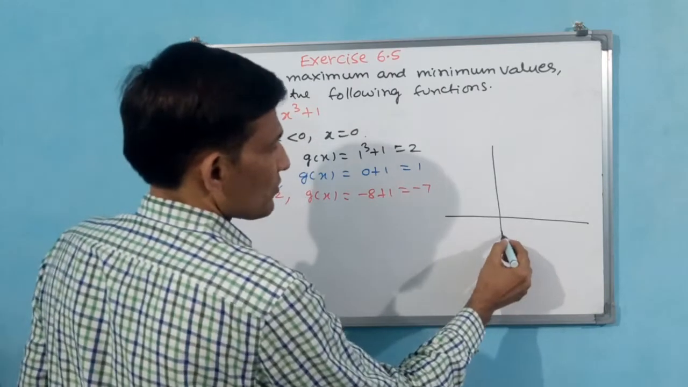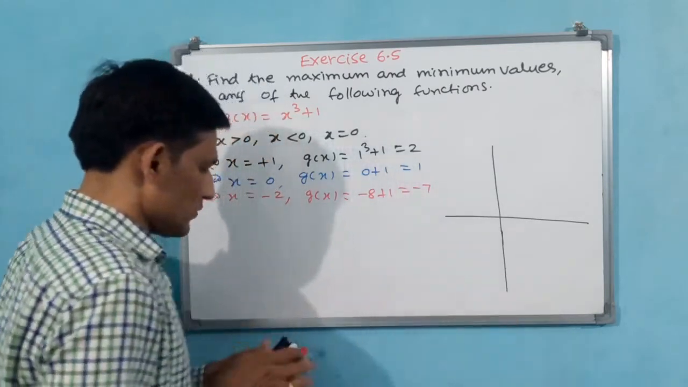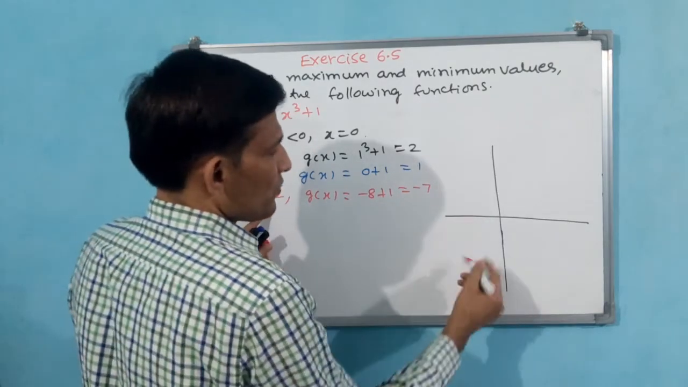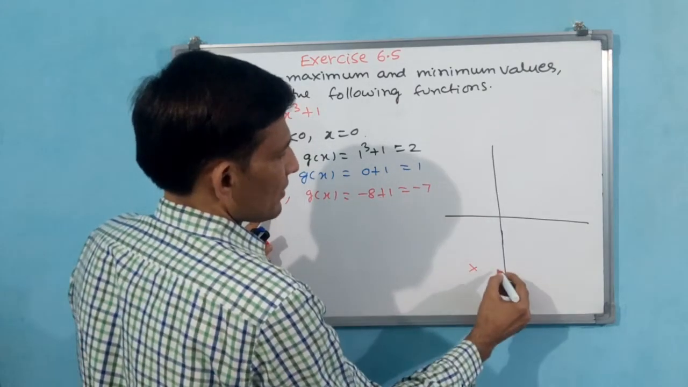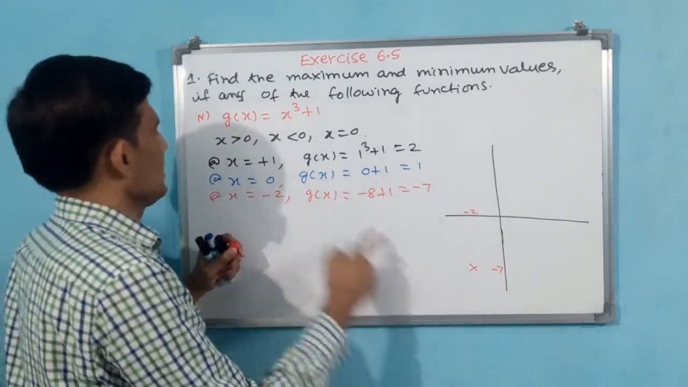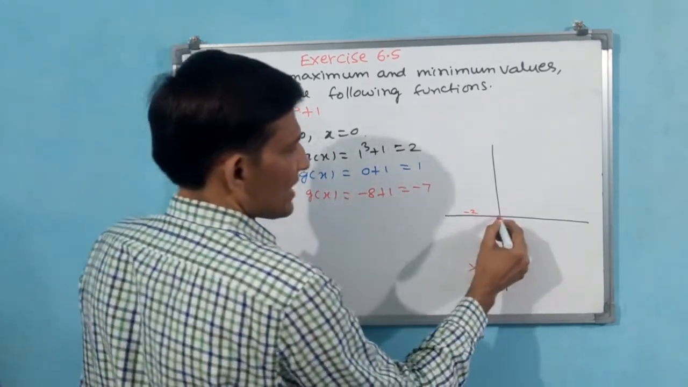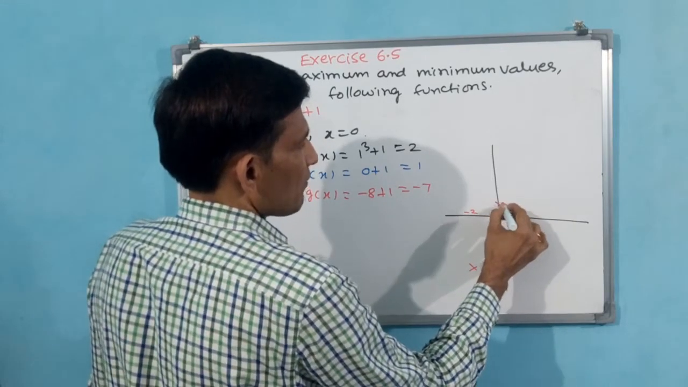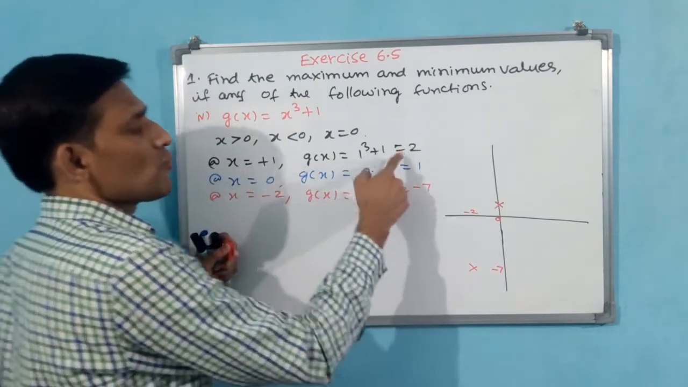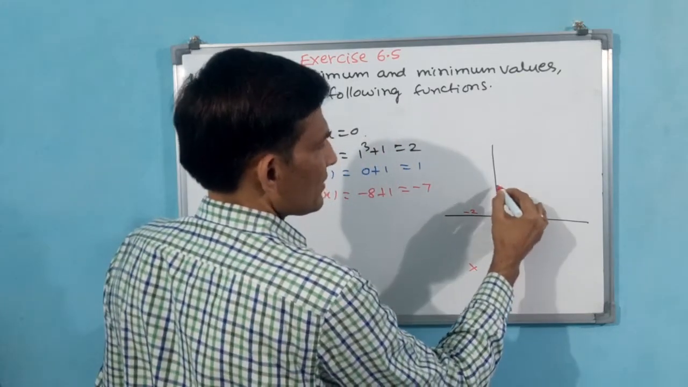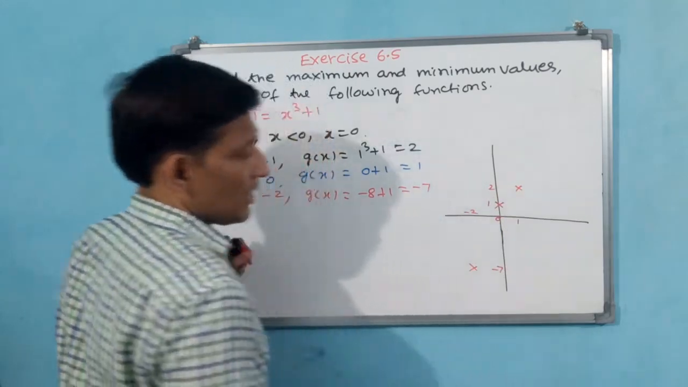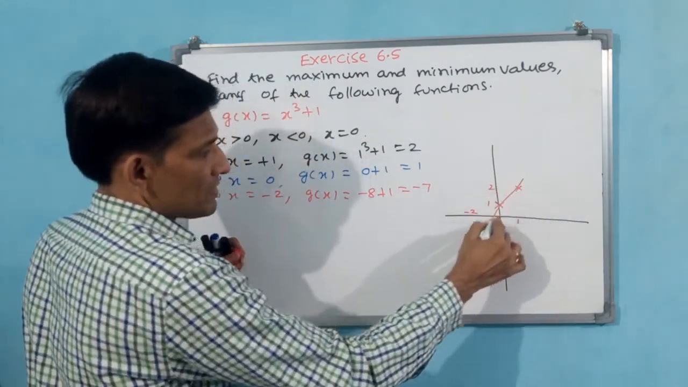Negative 7 is there, keep that in your mind. At minus 2, on the negative side, minus 7 is there. At 0, 1 is there. At 1, 2 is there. This is 1, this is 2. Now you see the graph is like this.